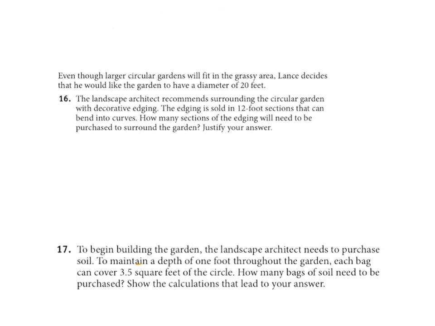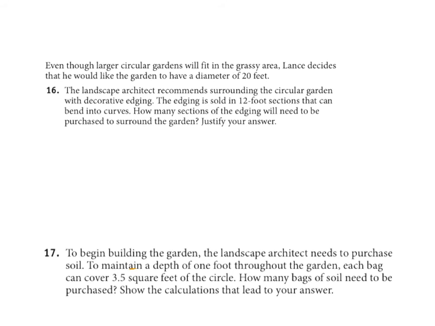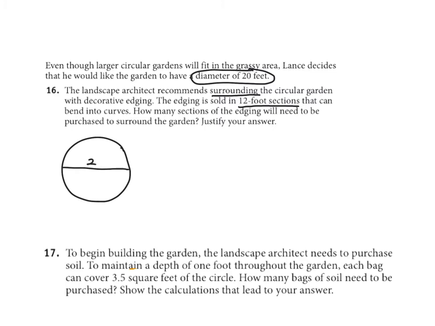So as we look at this next example, now Lance has decided that even though he knows he can make a larger garden, he's decided he is going to stick with a garden that has a diameter of 20 feet. The landscape architect that he's meeting with recommends that he should surround that garden with this decorative edging. The edging is sold in 12-foot sections that can be bent into curves. We need to figure out how many sections of edging he's going to need to surround the garden. So remember that we're dealing with a circle that has a diameter of 20 feet, and we want to figure out how much edging is going to go around the garden.